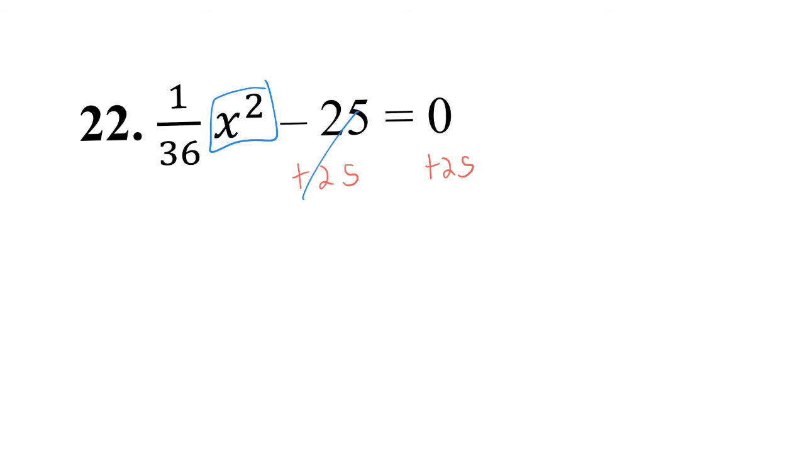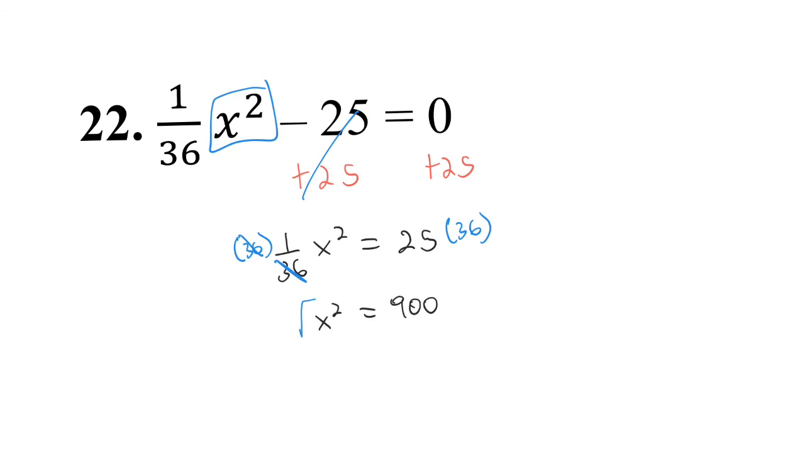So you cancel the 25s. I do have the 1 over 36 x squared equals, and you have a 25 over here. Now, to get rid of the fraction, you do have a 1 over 36 times x squared. So guess what? You can multiply this side by 36. So the 36 and the denominator simplify. So you have a 1x squared. I don't need that 1 next to the x, I'm just going to erase the 1. And on the other side, I have 900, 25 times 36.